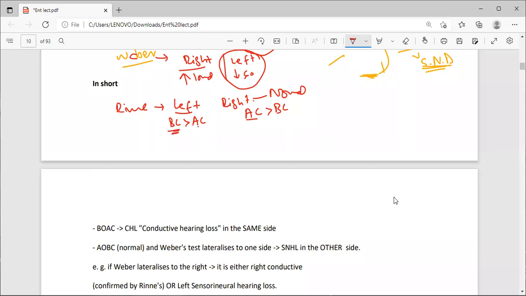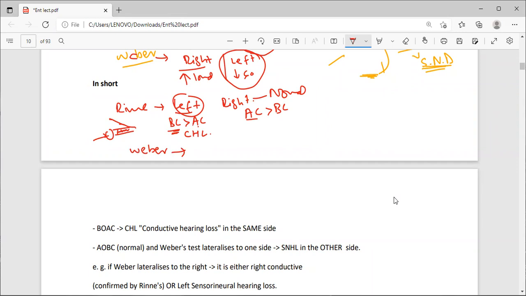Bone should not be greater. This means that your air is clogged up by something. There is some obstruction. That's why your air cannot go properly, and rather your bone can conduct properly. It means that you are having some conductive hearing loss in your left ear. Now, we will do the Weber test to confirm it.